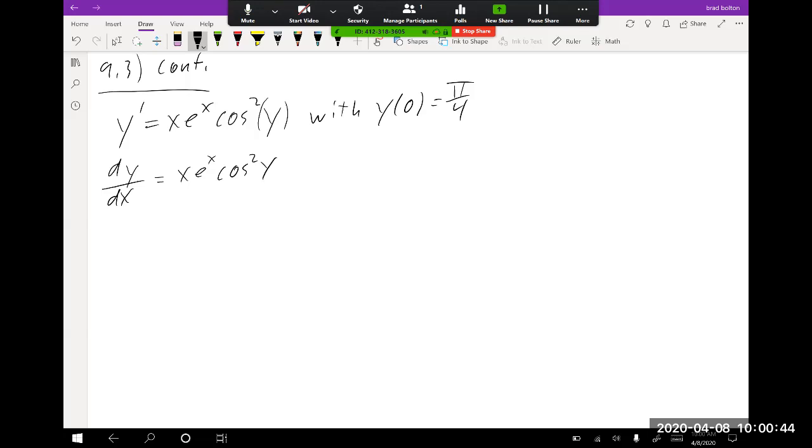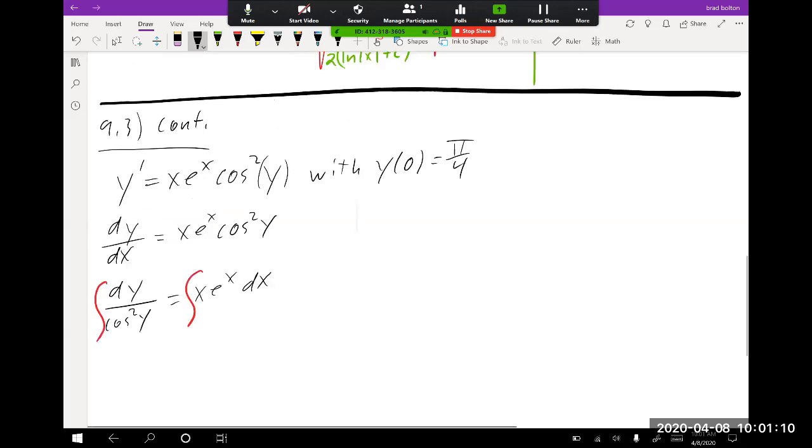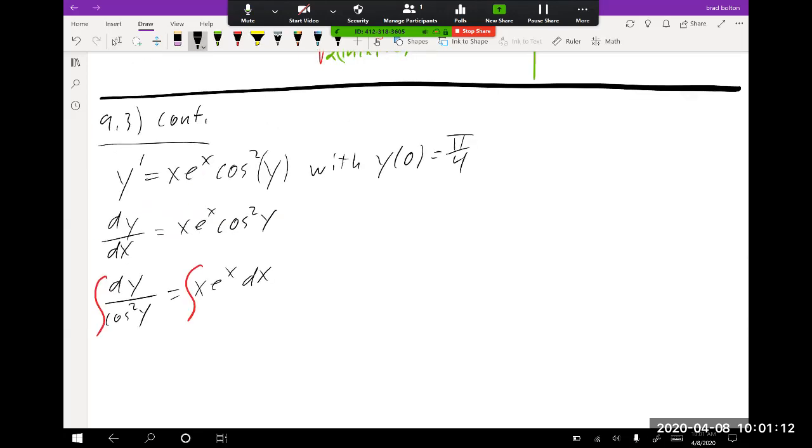From there, we can try to separate. Let's move all the y's with the dy and all the x's with the dx. So this is going to become dy all over cosine squared y is equal to x e to the x dx. Okay. Now you guys know after doing the previous video that you can now integrate both sides. This is how we're going to solve. Oh yeah, so they might say something like solve the initial value problem.